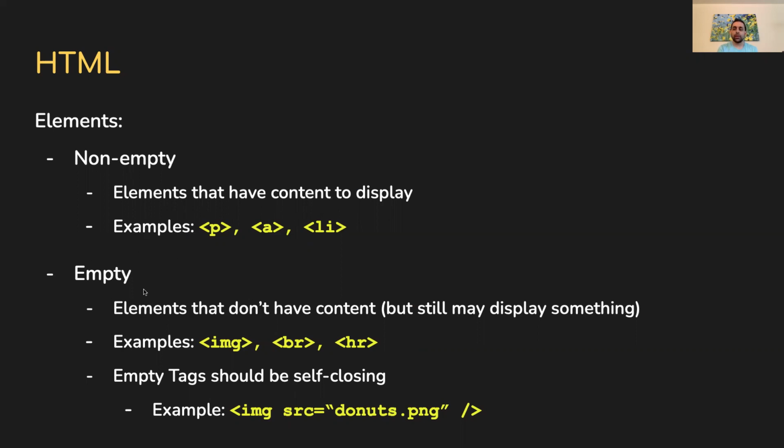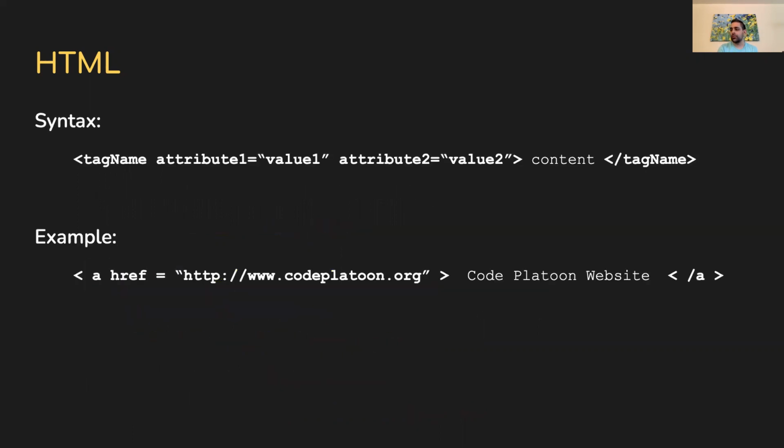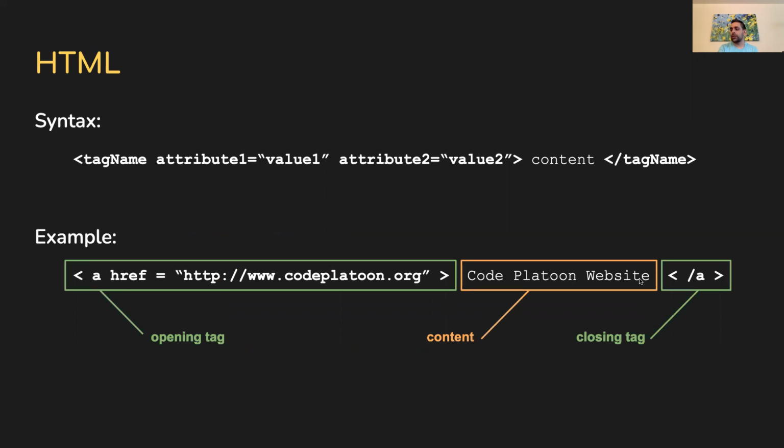Empty tags, empty elements, are tags that have no content associated with them. So in this case, like the image tag, you will specify an image to show, but there's no content that goes in between the tags. So we go back to our example here. Here we have content, but not every tag needs content, meaning that you won't have an opening and closing tag and stuff in between. That's all it means: empty tags don't have content associated with them.